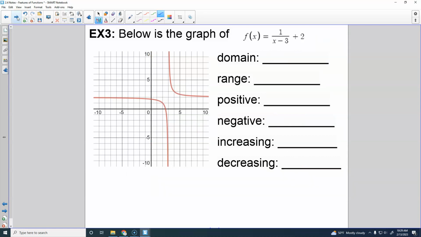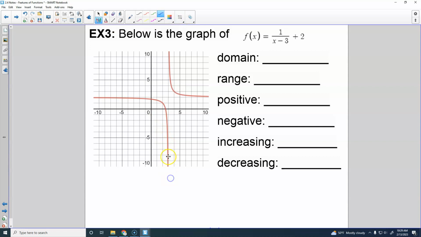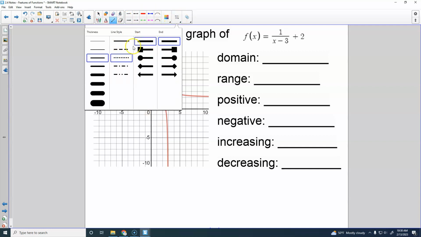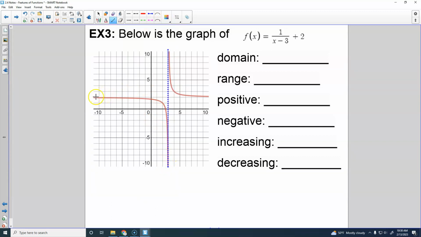So here's your example of a vertical and a horizontal asymptote. Rational functions have vertical and horizontal asymptotes. I'm going to draw them in here. Let's not use red because we have a red graph. So for these, there's going to be a single point that you cannot have in the domain and a single point that you cannot have for the range.